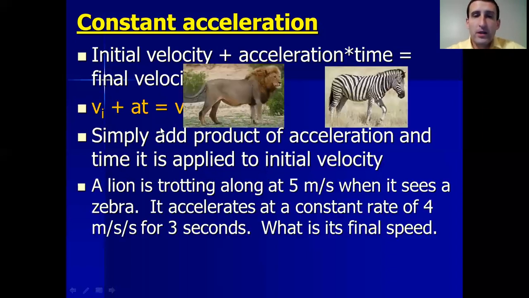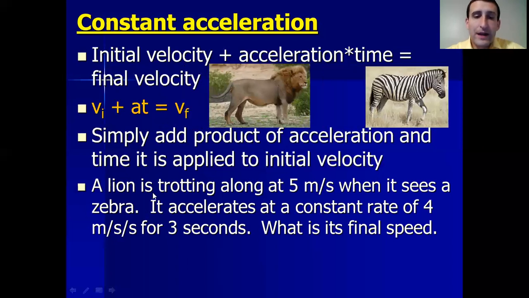So again, another example problem. We got a lion this time. Again, you could pause the video and do this one on your own before I explain it. That would be useful. The lion is trotting along at 5 meters per second. When it sees a zebra, it accelerates at a constant rate of 4 meters per second squared for 3 seconds. What is its final speed?